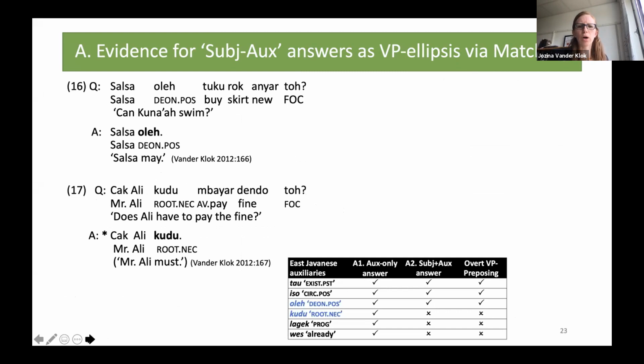Here we compare ole and kutu. So in here I've just given the subject auxiliary answers. So in 16, in answer to, sorry, wrong copy paste error, may Salsa buy the new skirt? It's possible to answer Salsa ole, but it's not possible to have the same structure with kutu. So in 17, does Ali have to pay the fine? Ali kutu is not a possible answer.